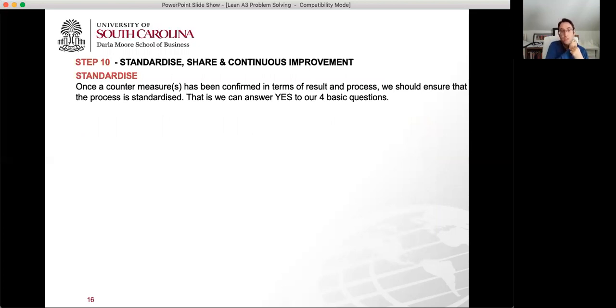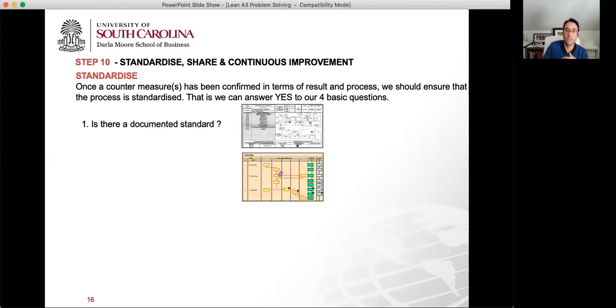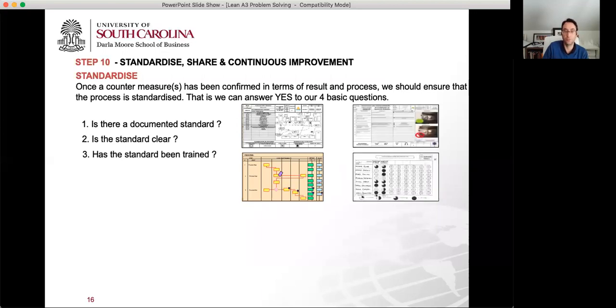And then we go to step 10, which is to standardize, share, and keep improving, to the next page, right? So standardize the countermeasures, find a way to disseminate and share as much as we can. We need to document the standard in a clear visual way. So here are some documents. This one, we know what it is, right? So that's the diagram of the standard work. We saw other examples when we talked about standardized work. This is also an example of standardized work.